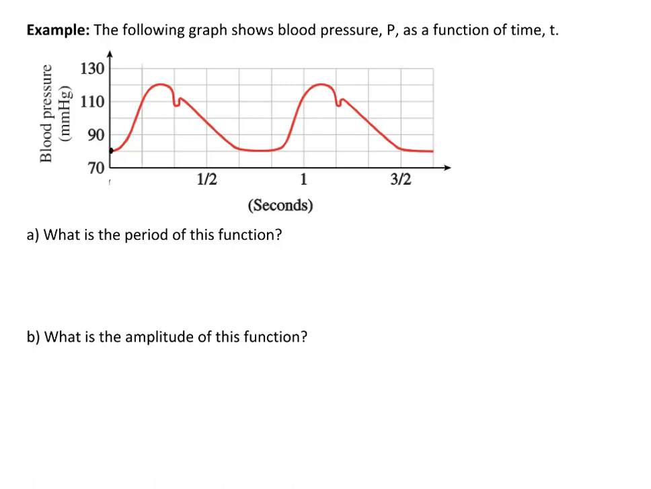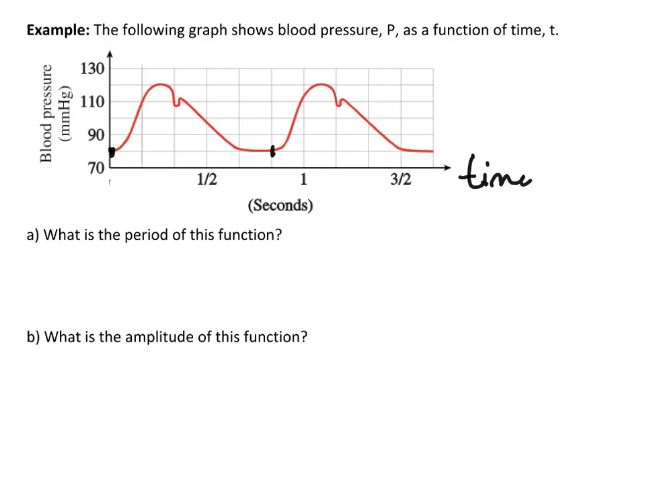Let's try a little example of that. So let's say you're graphing blood pressure, a person's blood pressure over time. So time is in seconds here, and there's their blood pressure in millimeters of mercury. And the first thing we want to know is the period. So for that, I'm looking for how long until this pattern repeats itself. Well, it kind of starts here, goes up, has this funny little dip, and then it looks like it's going to repeat itself about here.